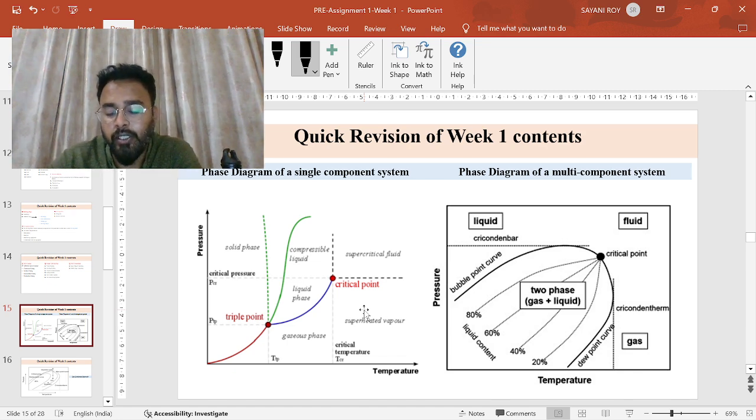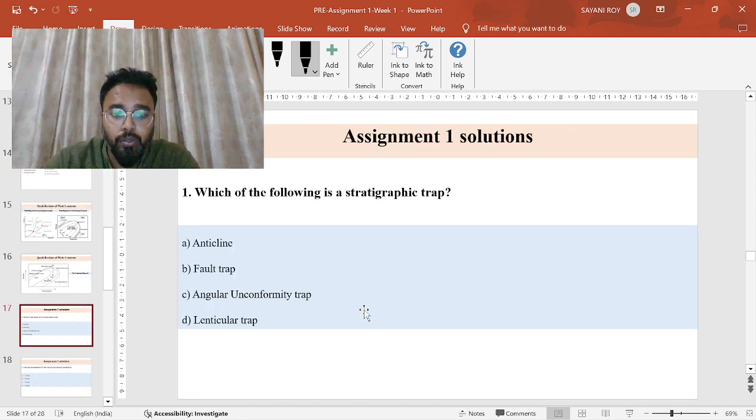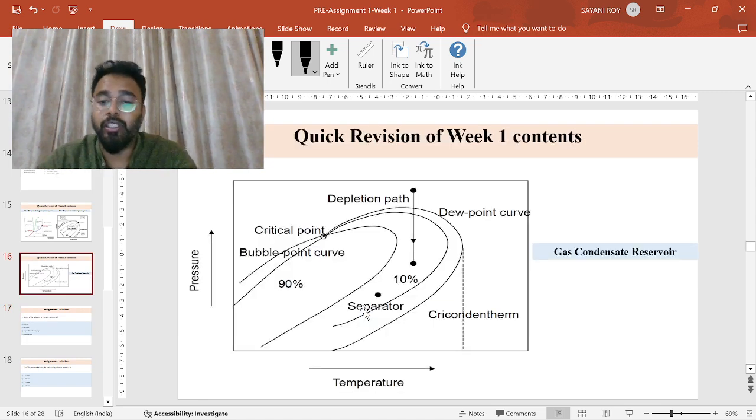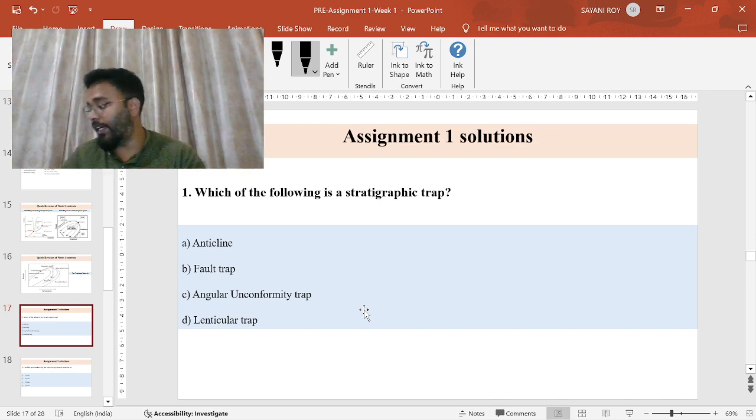Yeah, this is the explanation given everywhere. So the cricondentherm is the maximum temperature at which liquid and gas can coexist. Similarly, the cricondenbar is the highest pressure at which liquid and gas can exist together. So next is the gas condensate reservoir. I will explain all this when we come to this topic in the next 2-3 sessions. Let me not go into it because it's already 8:13 and let us start doing the assignments now.